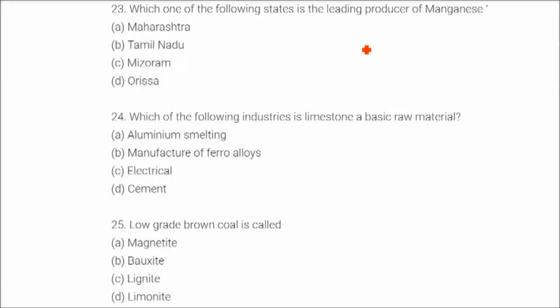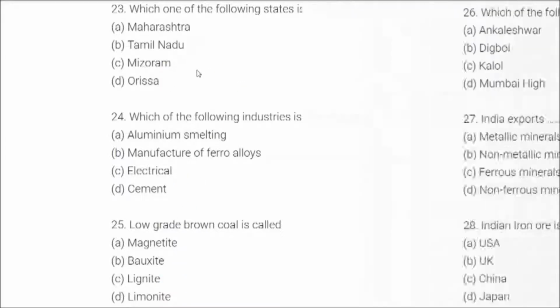Which one of the following states is the leading producer of manganese? The answer is Odisha. In which of the following industries is limestone a basic raw material? The answer is cement. For cement, limestone is basic. Low grade brown coal is called lignite.